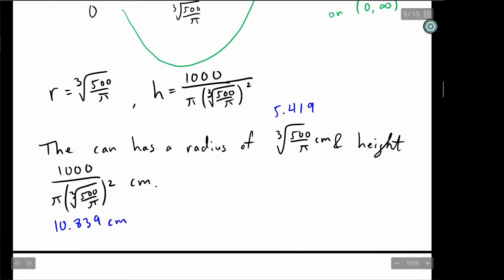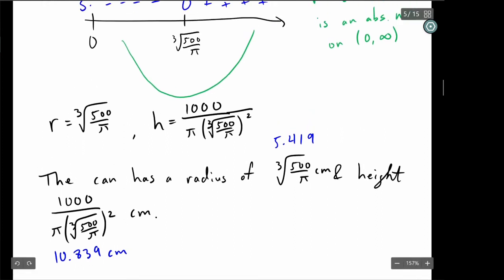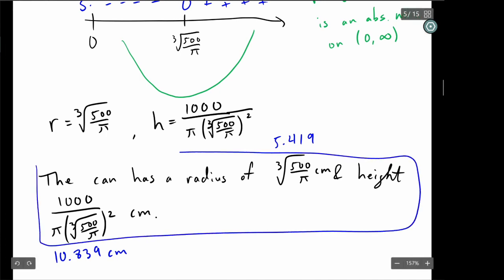So in this case, we're making real world measurements here, so it's typically a better idea to do some approximation of that. All right. So that will conclude this example.